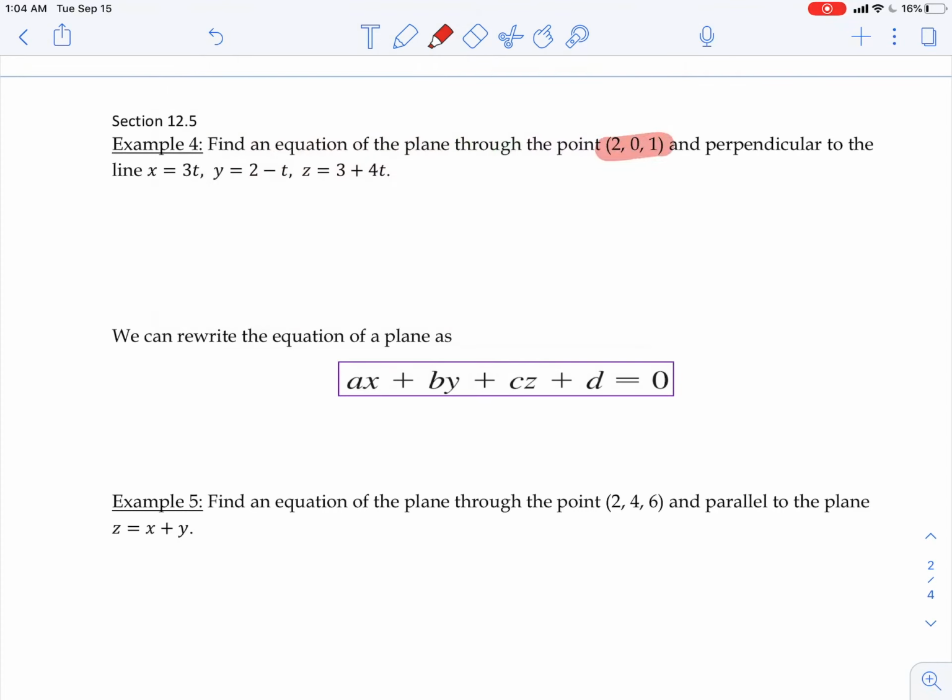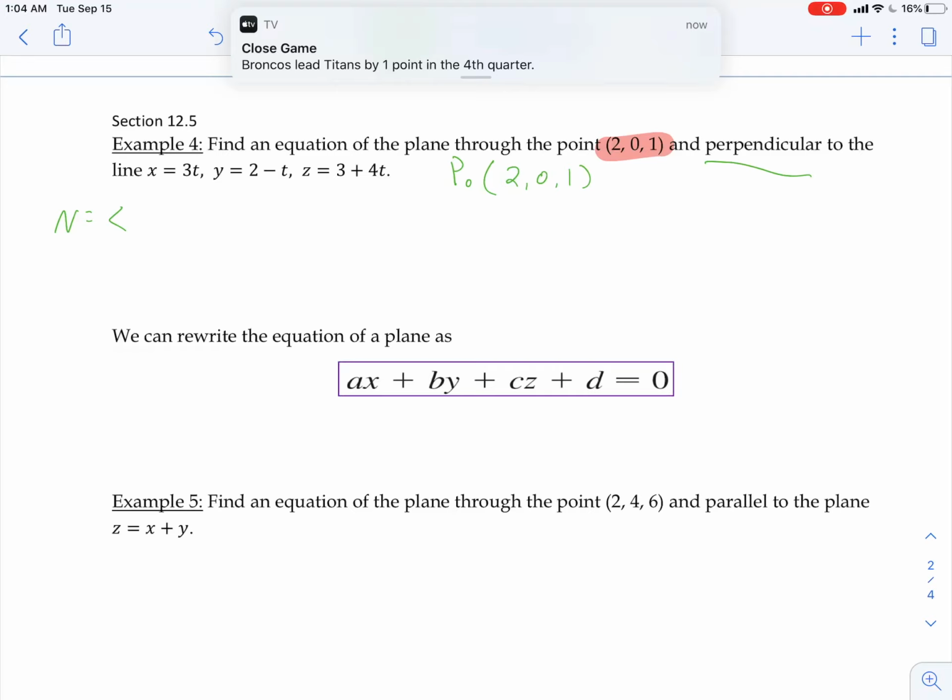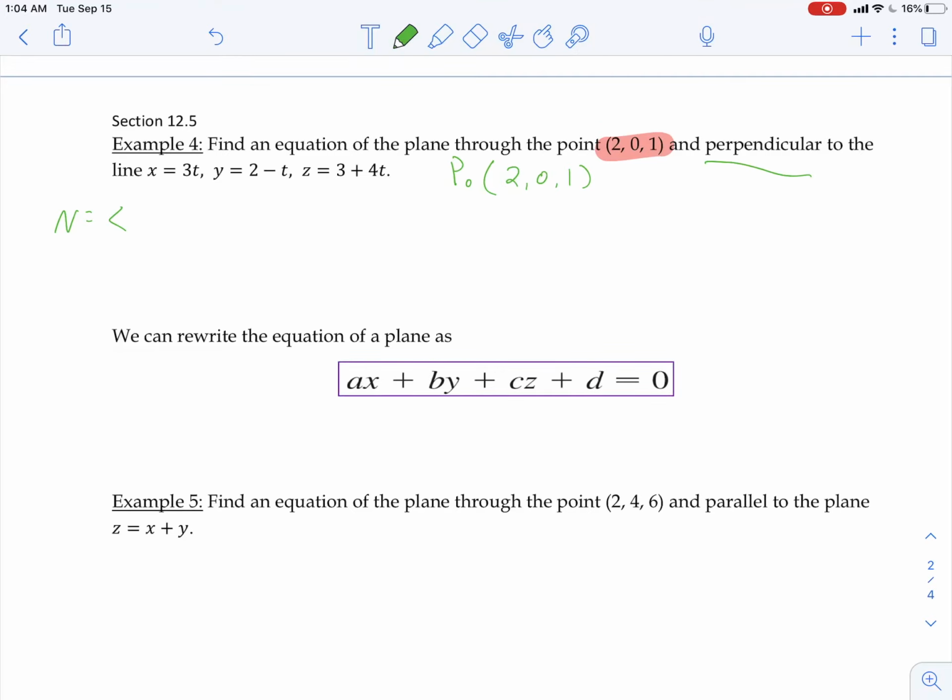We'll already have an initial point. That's given by 2, 0, 1. So we'll go ahead and write that as my initial point: 2, 0, 1. All I need now is the normal vector. When we find the normal vector, we're going to be good. Now, if it's perpendicular to this line, then basically I want the vector of this line, and it would be great if I could find that vector pretty easily.